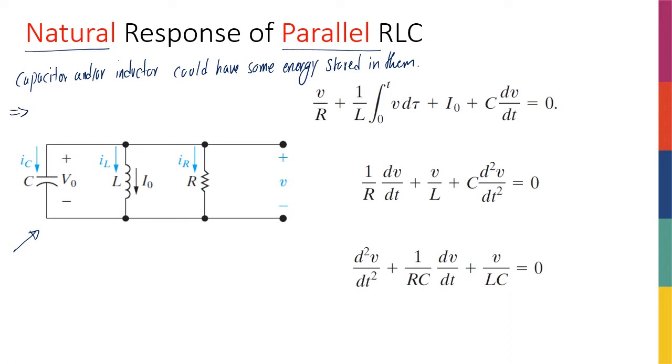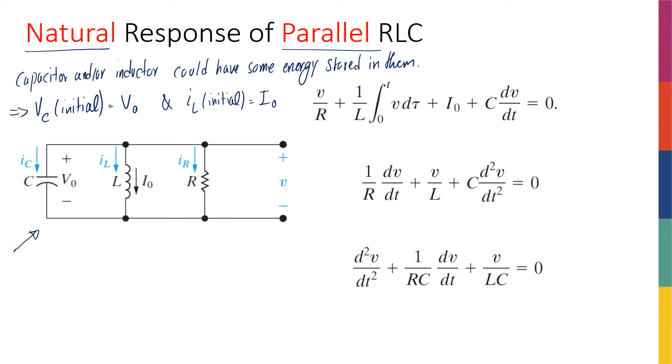Therefore, if I want to say the initial voltage in the capacitor, V capacitor, VC initial, I'm going to call that V naught. And IL initial, I'm going to call that I naught.